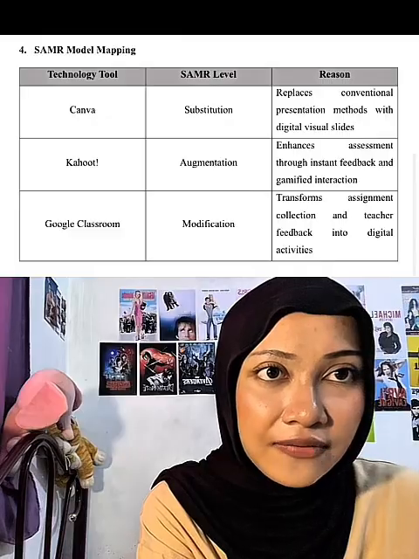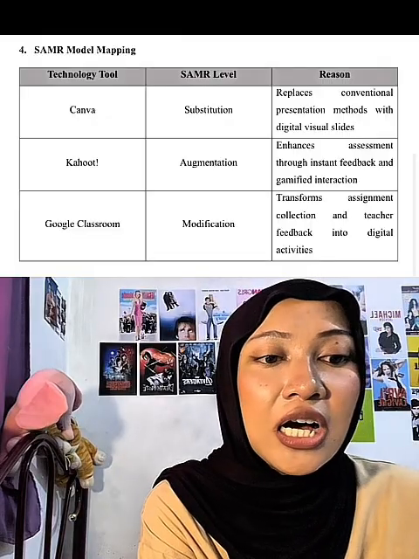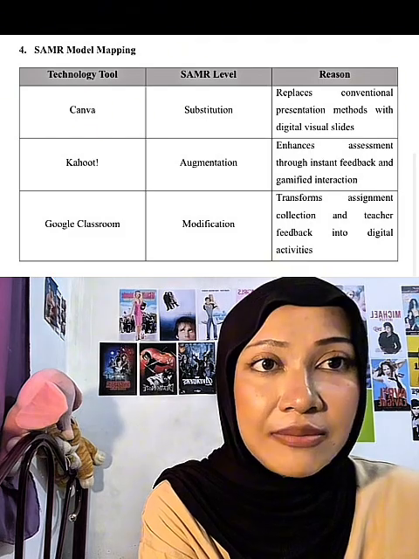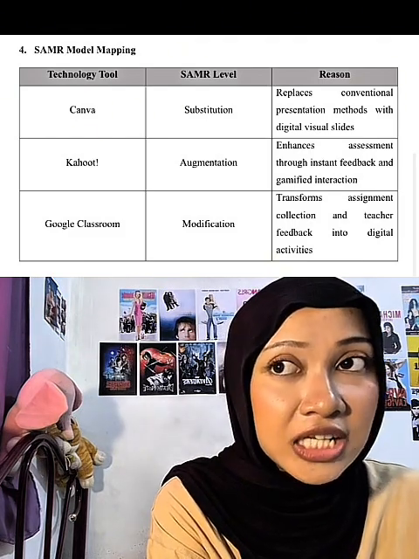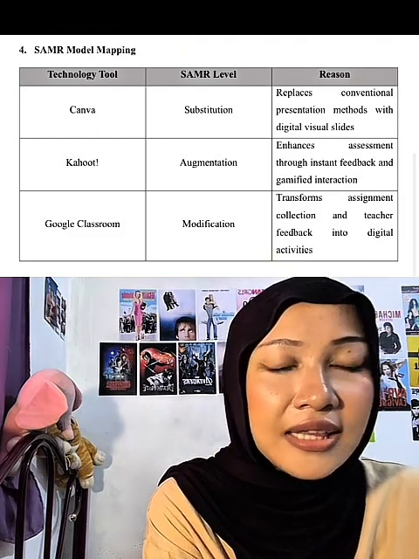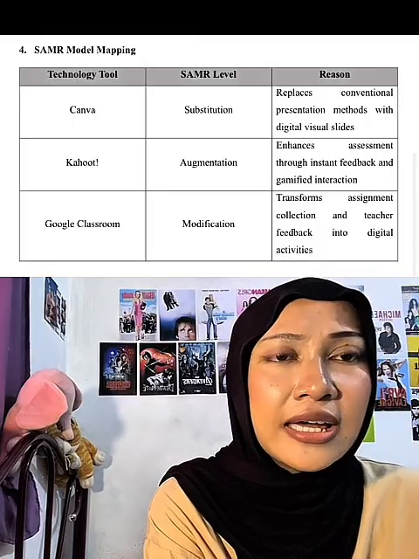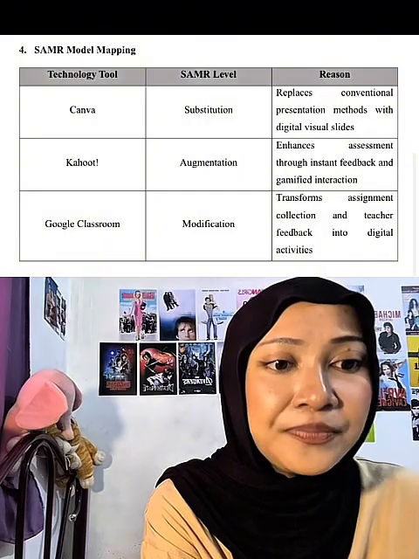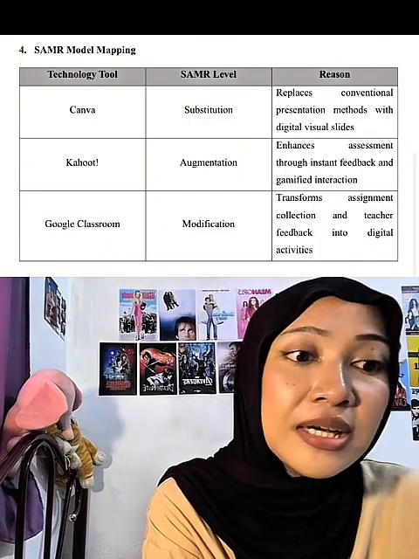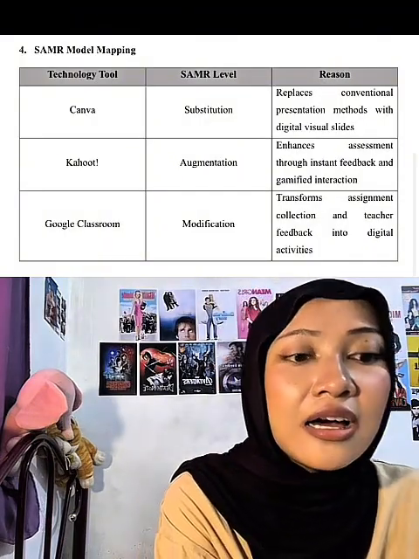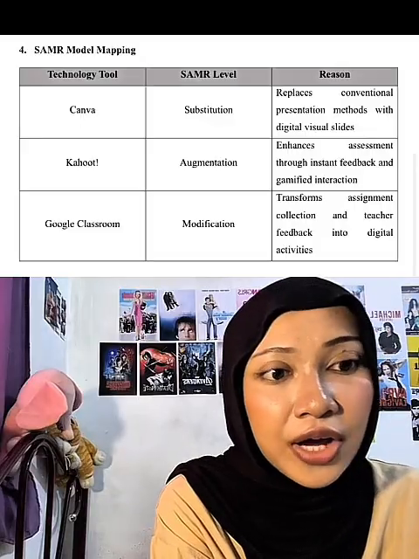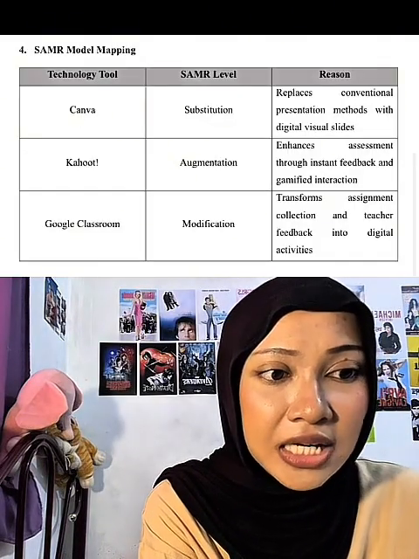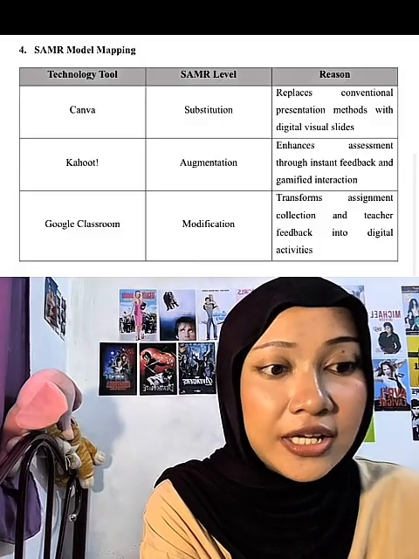And then the third level is modification. Google Classroom changes the learning process because assignment and feedback happen digitally. And then students no longer use printed assignments on paper. So the teachers can review assignments more efficiently, anywhere and everywhere. So technology does not only replace old methods, but also improves learning quality.